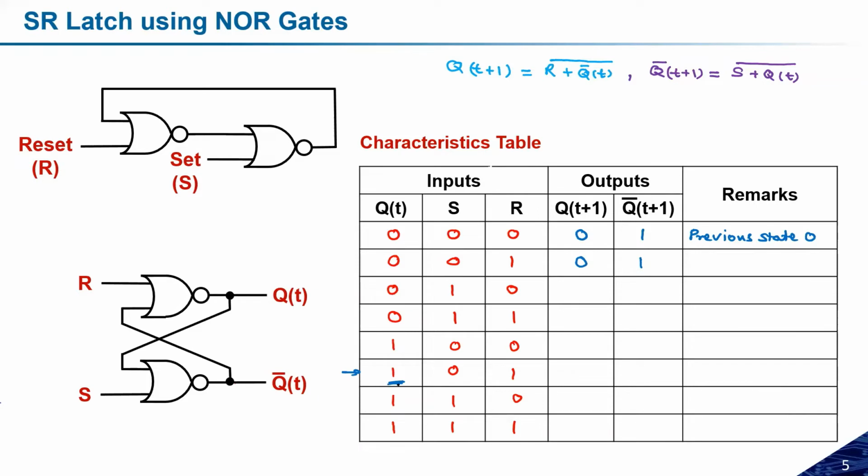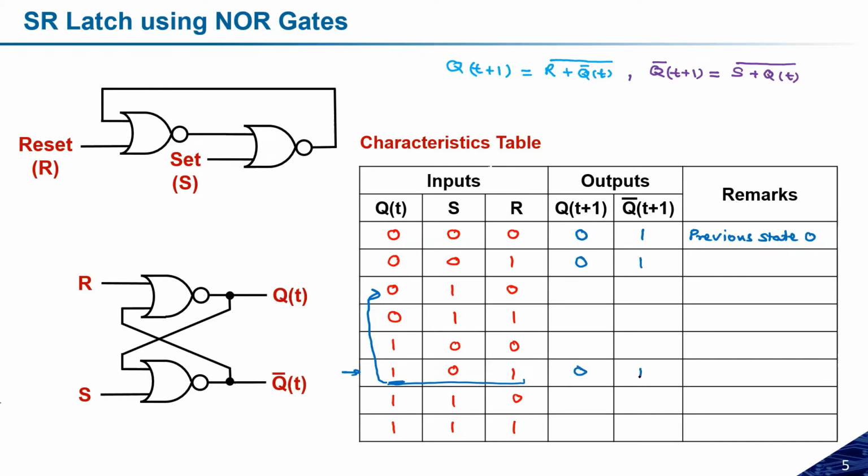Qt plus 1 in this case. Yeah, this case and the previous case are similar, just Qt is changing, the previous state is changing. Okay, so what output are you getting? What is the output? 0. And if it is 0 and Qt plus 1 bar, you will get 1.